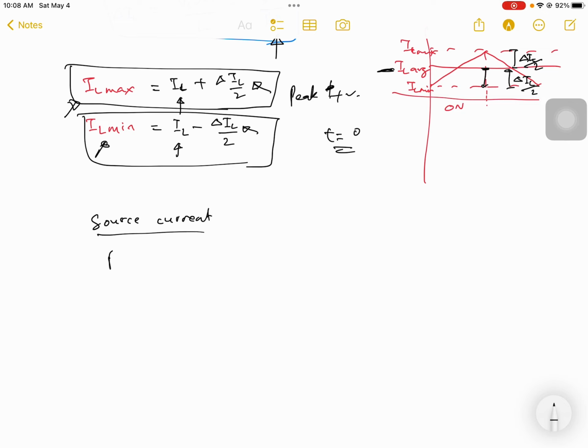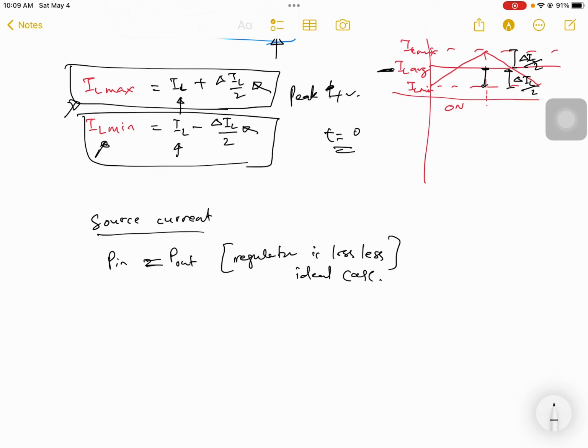So here we have to consider input power is equal to output power. This is possible only if our regulator is lossless or is an ideal case.